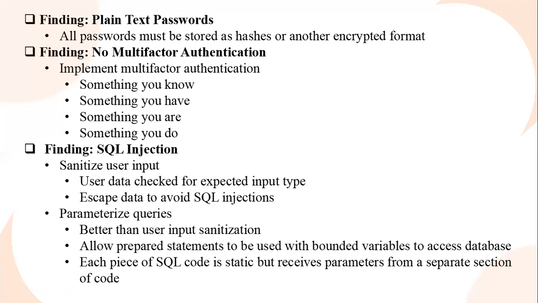So these are standards. If you find no multi-factor authentication, then implement multi-factor authentication by implementing something you know, something you have, something you are, something you do. What is something you know? Your username, your password. What is something you have? Your access card, your swipe card, your NFC card, your badge. Anything that you have physically that can enable you to have access, right?